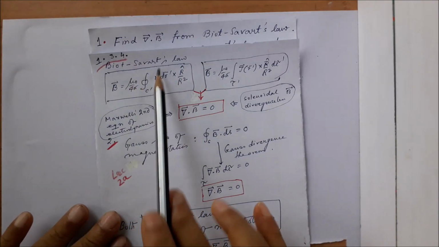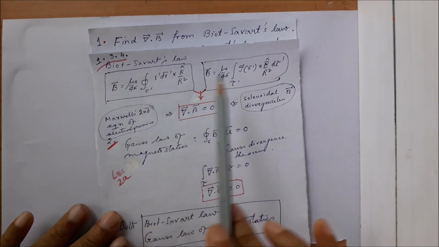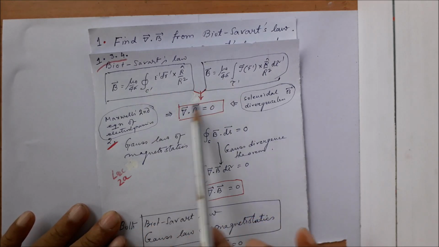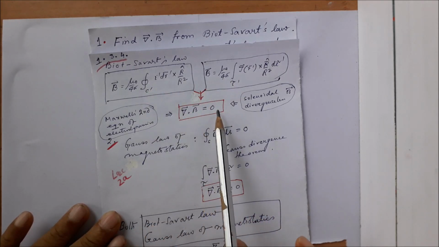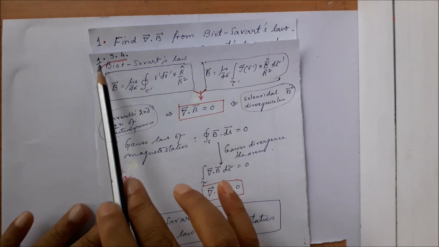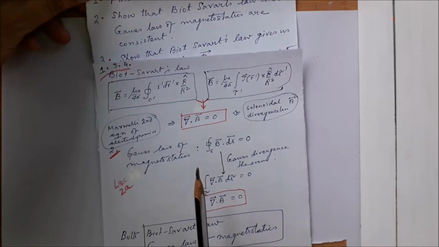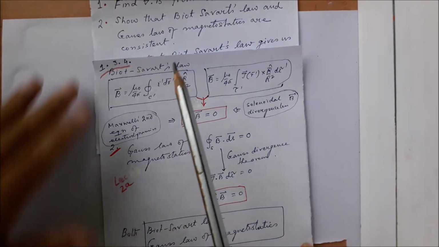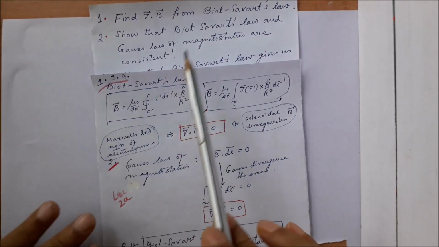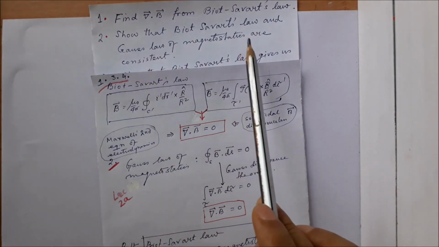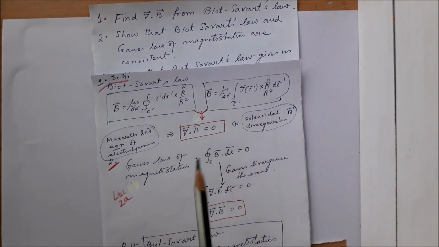So this is Biot-Savart's law for filamentary distribution and volume distribution, and from here we have found the value of divergence B to be 0. So this is the answer to question number 1. Now let us go to question number 2, which says: show that Biot-Savart's law and Gauss' law of magnetostatics are consistent.